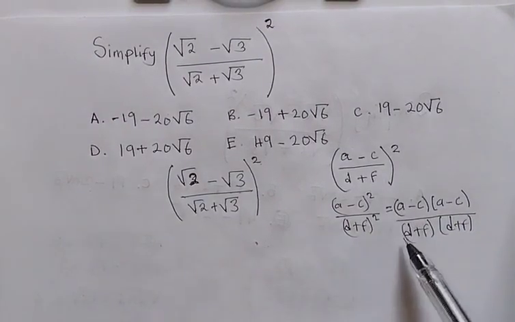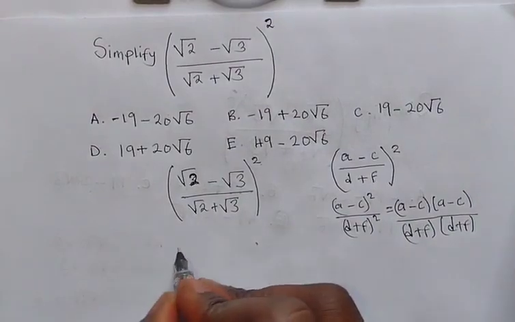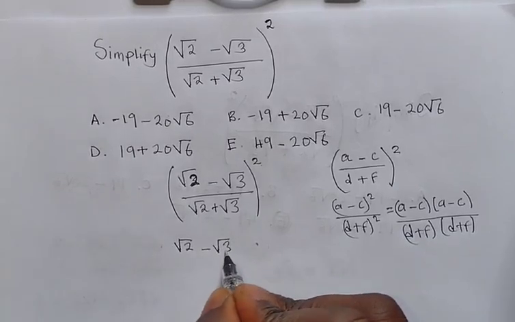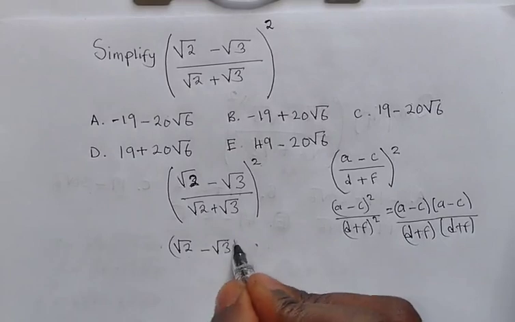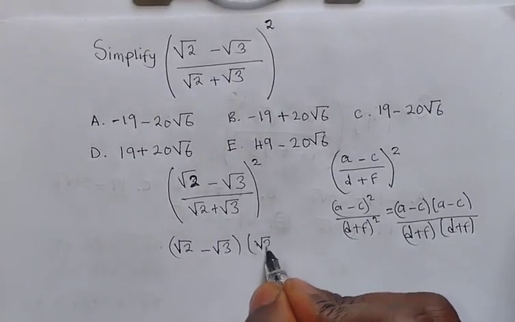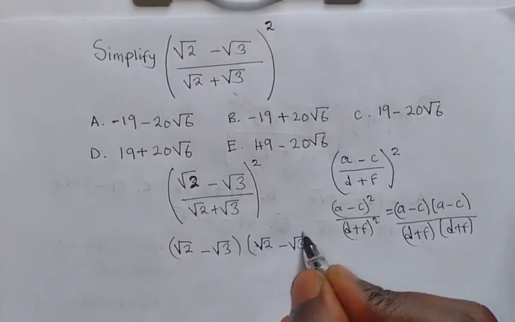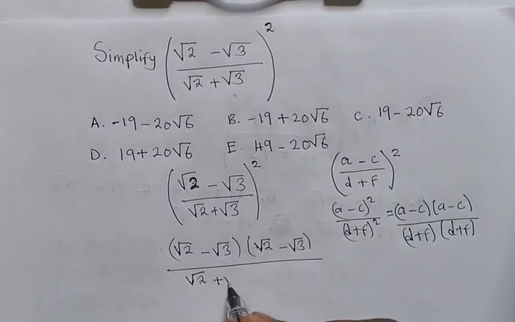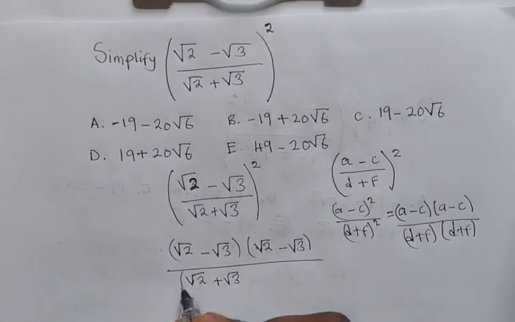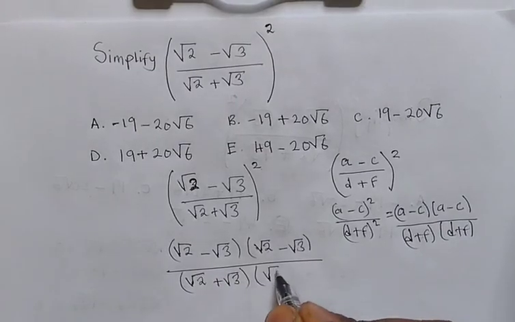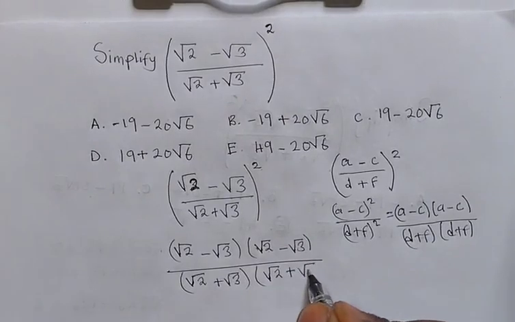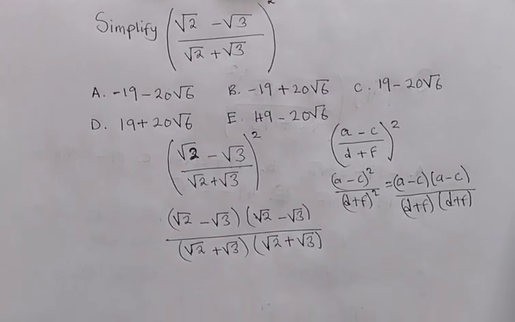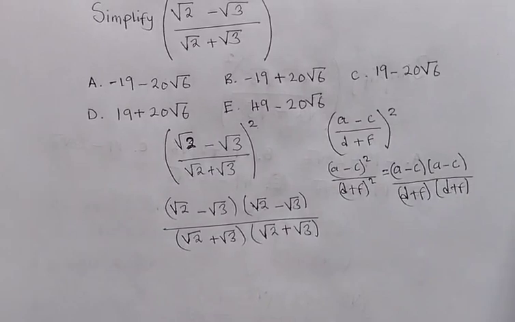So we are going to use the same idea to apply it here. So this means that we are going to have root of 2 minus root of 3 in brackets. Again, we will repeat the same, root of 2 minus root of 3 over root of 2 plus root of 3 in brackets. Again, root of 2 plus root of 3. Then from here, what are we going to do? So from here, what we are going to do now is this.